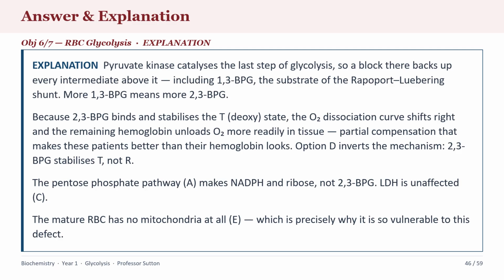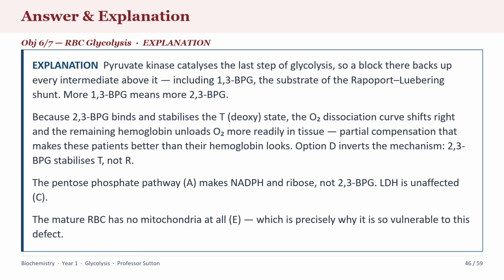Let's look at the distractors. D is a trap. We talked about that. It says that 2,3-bisphosphoglycerate stabilizes the R state. Wrong. That's backwards. 2,3-bisphosphoglycerate stabilizes the T form, the deoxy state, and decreases affinity. Fix the direction now. 2,3-bisphosphoglycerate, T state, right shift, more unloading.